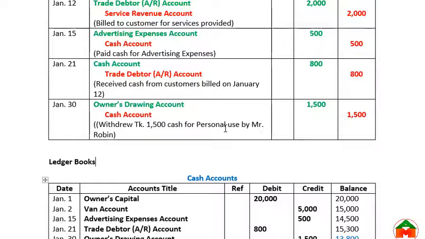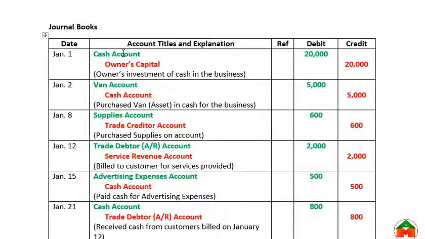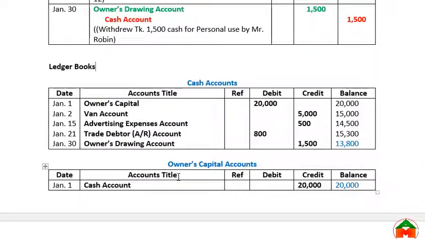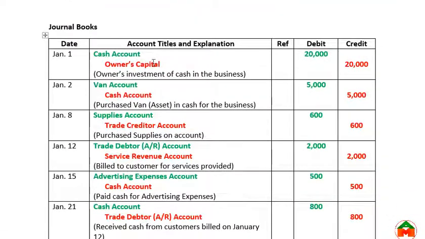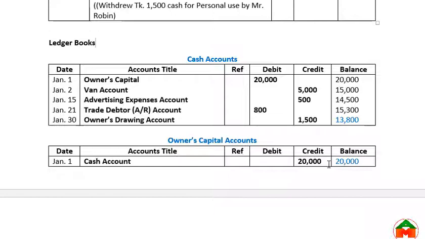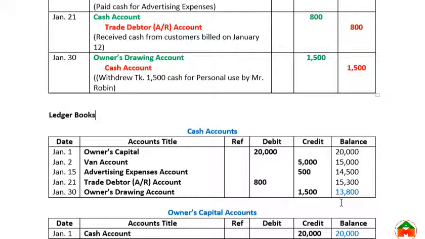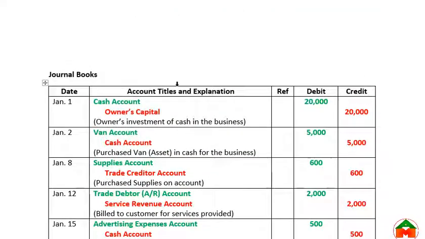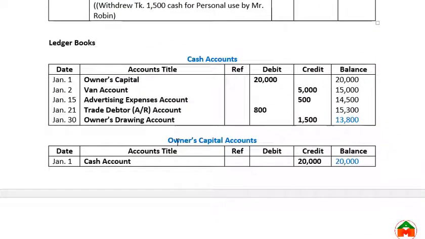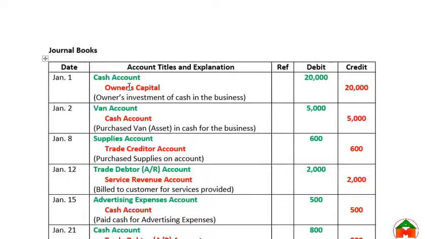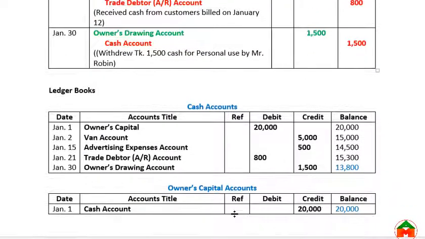Okay, so let's see another example here. Here the cash account we have already prepared. Now we can see owner's capital. So here there is another ledger account, the owner's capital account. Okay, so here owner's capital is credit. We have written 20,000 on the credit side, but we will write the opposite name. In the credit side we have written 20,000, and the opposite name is cash account. We have written the cash account here. That means we are preparing the owner's capital account. Owner's capital here is credit, so we have written the amount on the credit side, but we have written the opposite name in the account title.